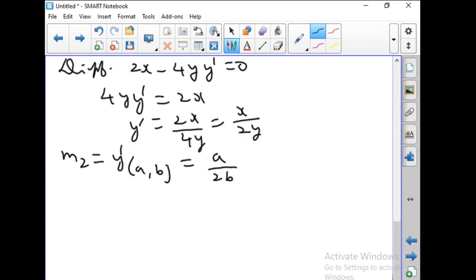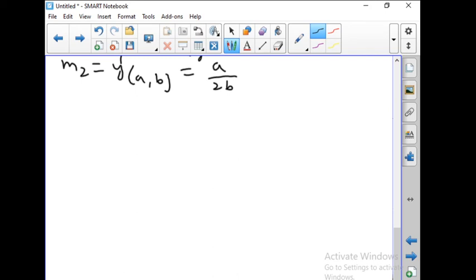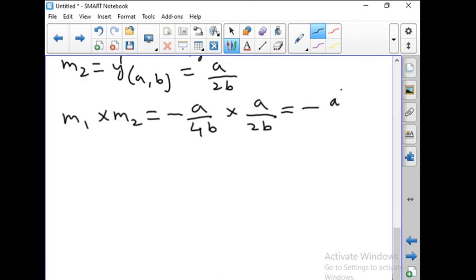So now it is asked to prove that they intersect orthogonally. So we have to find m1 into m2. So what is m1 into m2? m1 into m2 is equal to minus a by 4b into a by 2b. So what you get? Minus a square by 8b square. Okay, so now we have to find the value of a square by b square.